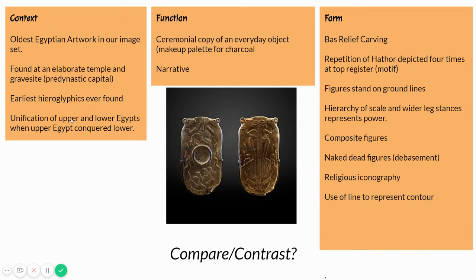But nonetheless, it is a repetition of the same symbol over and over again, which means that it's a repeated motif. We have figures that are standing on ground lines. We have hierarchy of scale, and along with hierarchy of scale, the wider or the broader the leg stance also represents power. We have composite figures. Please, please, please make sure you have made note of that.